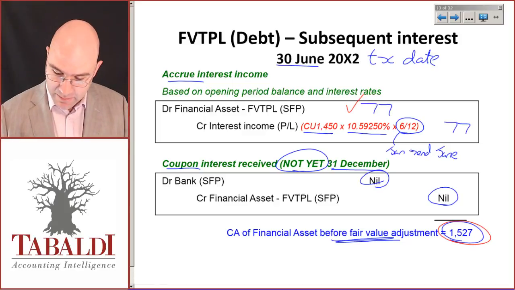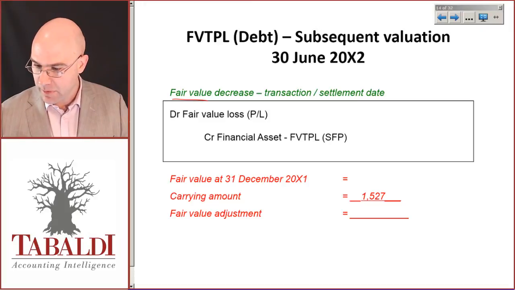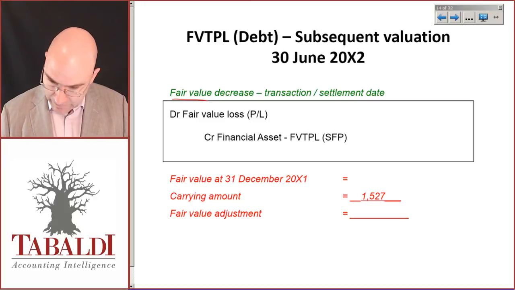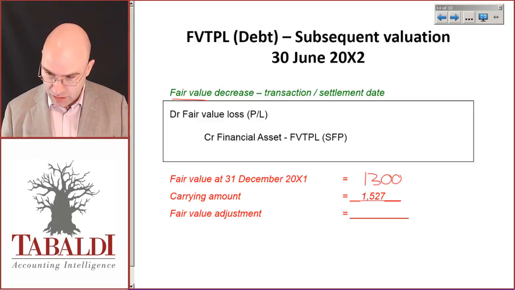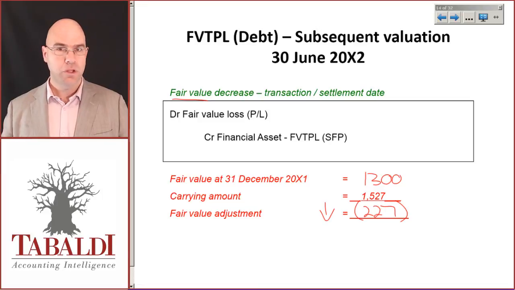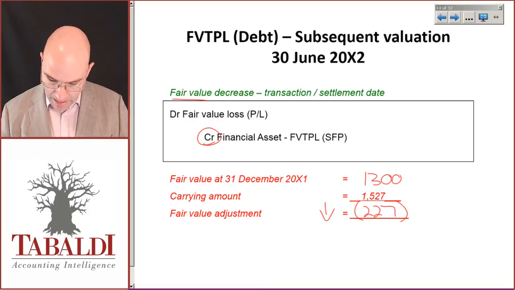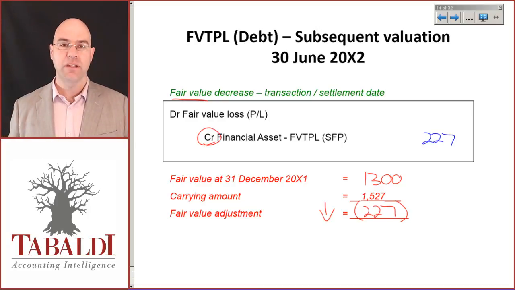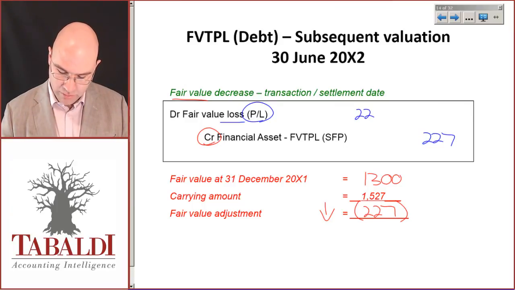On transaction date, I must also fair value. And here, my fair value is going to be based on the 1,527 versus the fair value of 1,300. That's how much I'm selling it for on a listed exchange. So the decrease here is a 227 decrease, a loss. What do I do with the financial asset? I must credit it to record such a loss and put in the 227 as a credit, and I'll debit the fair value loss in profit or loss 227.